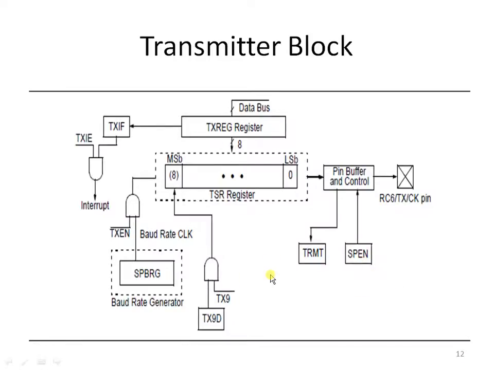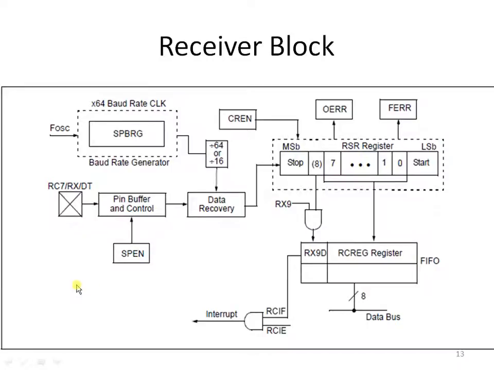Okay, now let us see the receiver block. Now this is again similar. The receiver will receive the data through this RX pin, and that happens only when SPEN is programmed to logic 1, so that this RC7 will now act as the RX pin. Now data is received, and that is sent to the shift register only when we give the baud rate. Here the baud rate is divided by 64 or 16, depending on high speed or low speed, and then this data will be moved into this shift register.